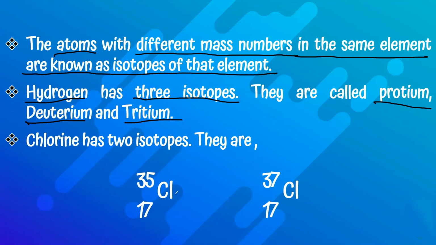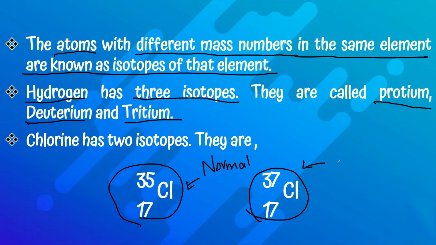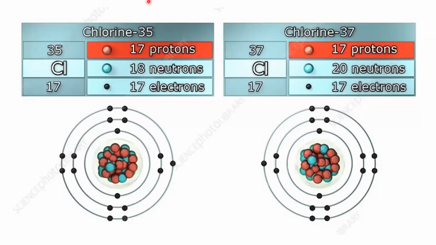Chlorine has 2 isotopes and they are mentioned in this standard Chauvin method. So normal chlorine is this. This is the isotope. If we get the amount of chlorine on our planet, 75% of them are normal ones and 25% of them are isotopes of chlorine. The normal one has 17 protons and 18 neutrons. The isotope has 17 protons and 20 neutrons.